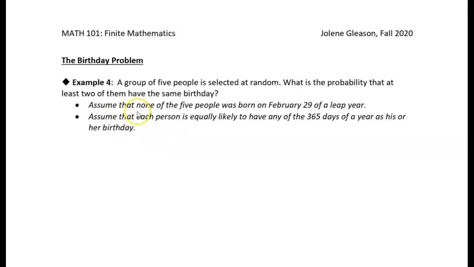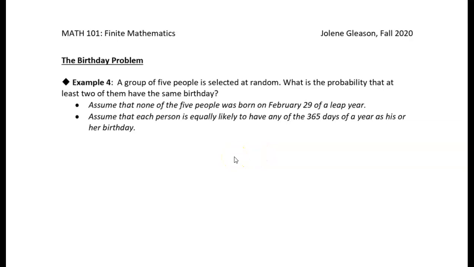Okay. Now we're going to make some assumptions. We're going to assume that none of the 5 people was born on February 29th. So we're going to eliminate that from our possible birthdays, basically so we can work with just the 365 days in a year. And then we're also going to assume that each person is equally likely to have any of the 365 days of a year as his or her birthday. Okay, so we're going to make those assumptions.